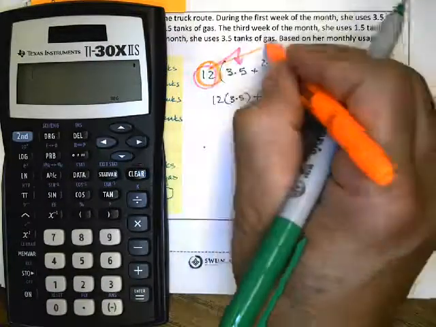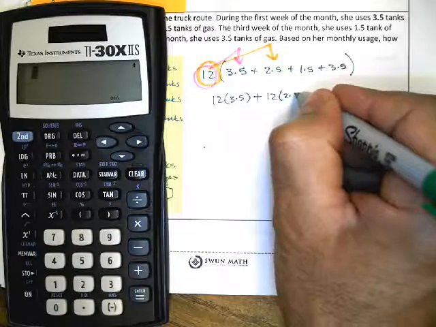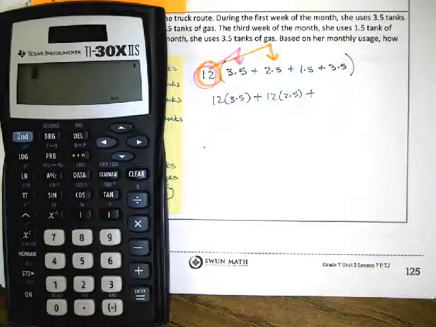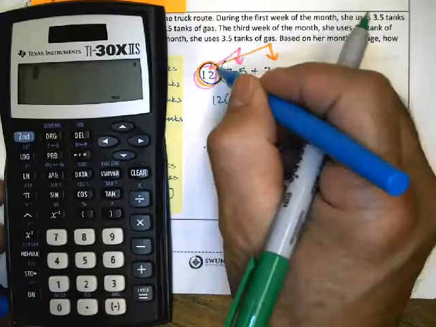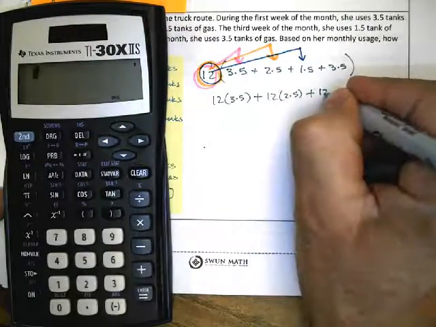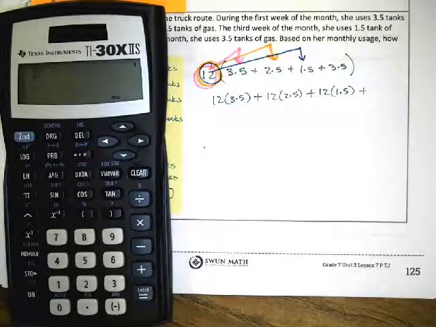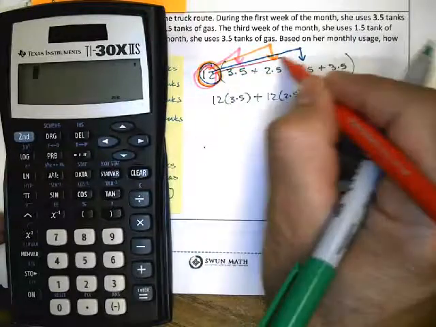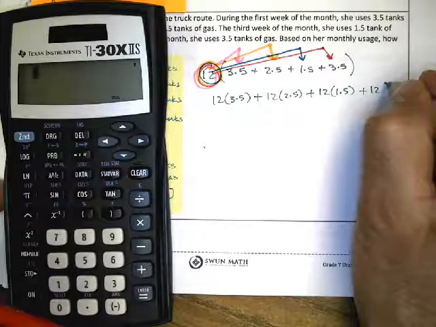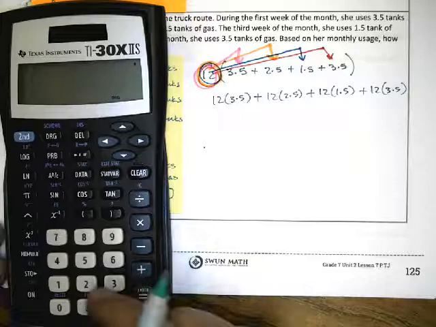So essentially I'm doing this, 12 times 3.5 plus I'm going to grab the 12 again. This time I'm going to multiply times 2.5. So it'll be 12 times 2.5 plus I'm going to repeat the process. Now I'm going to grab the 12 again and I'm going to multiply times 1.5. So this will be 12 times 1.5 plus I have one more number. So I'm going to grab the 12 again and I'm going to multiply that times 3.5. 12 times 3.5.